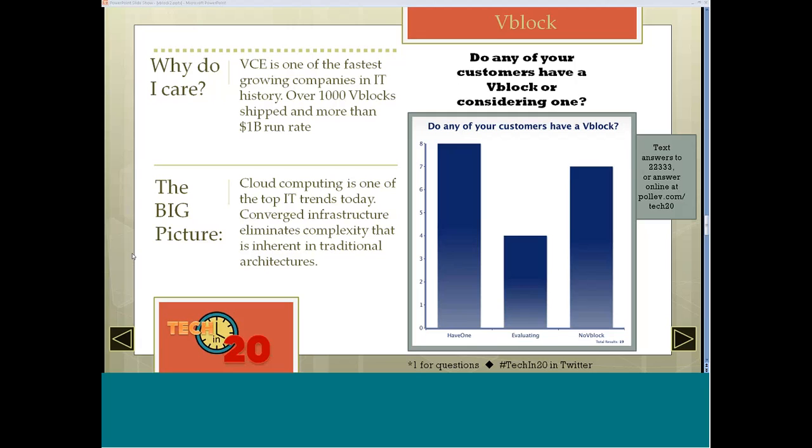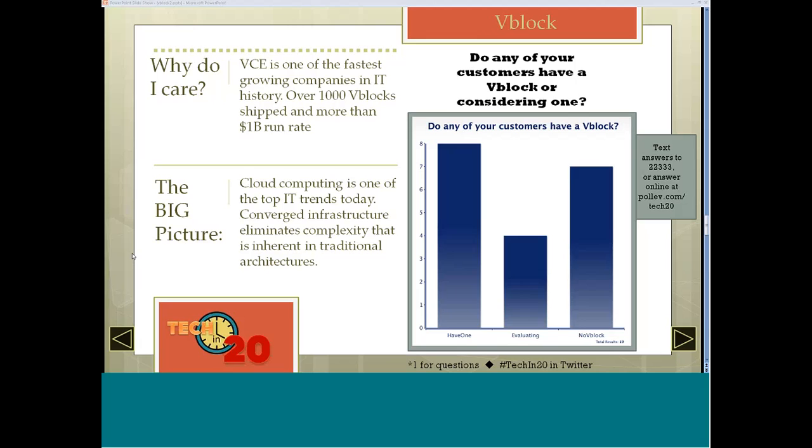So the results here, looks like we have quite a few that have VBlocks or are evaluating them, and a few that don't have VBlocks. What about competitors? I mean, are there competitors out there for this?